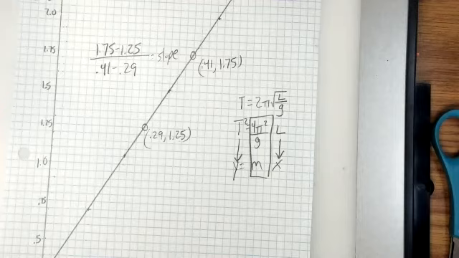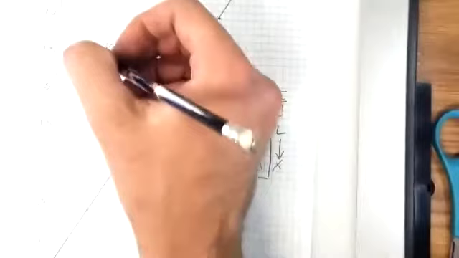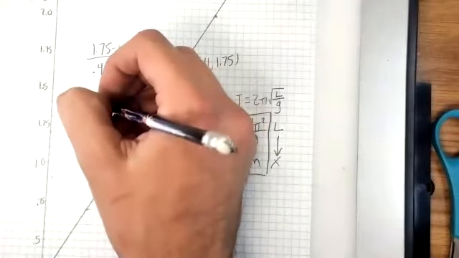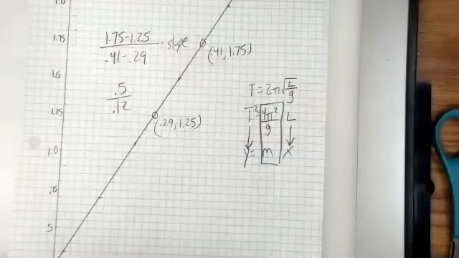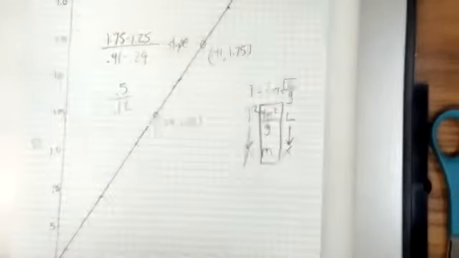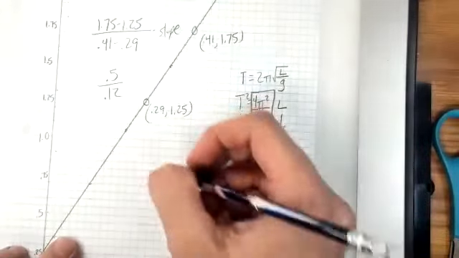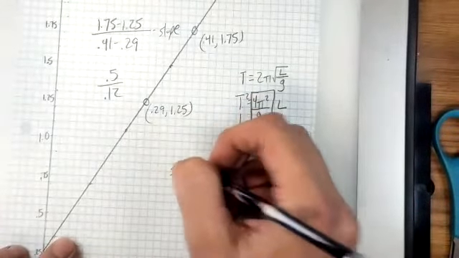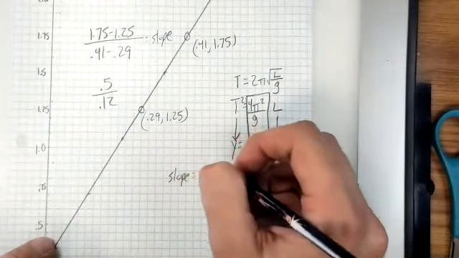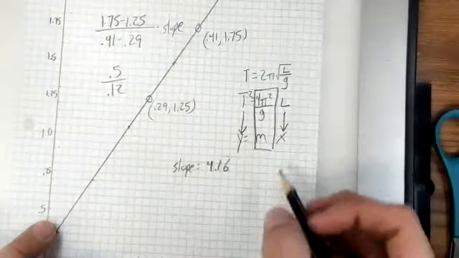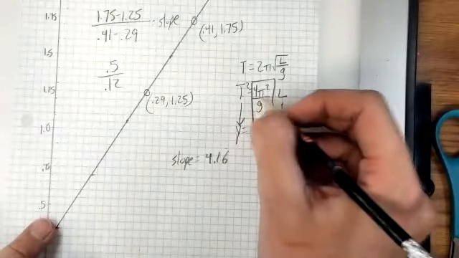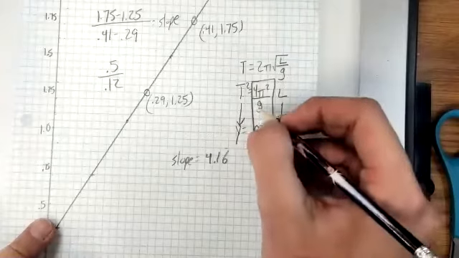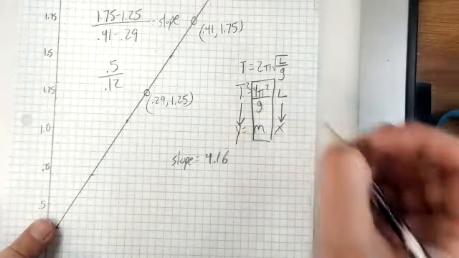I like to show all of that working. So again, we've got the rise over the run. The difference in these is 0.5. The run is 0.12. So 0.5 divided by 0.12 gives me a slope of 4.16 repeating. Now I have to set that equal to 4 pi squared over g. That's what the slope should be equal to according to this theory, and it allows us to solve for g. That's the conclusion we want to reach.